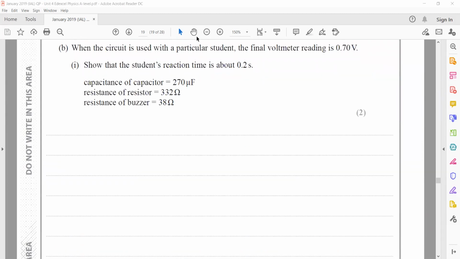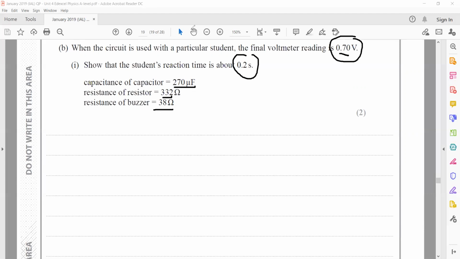The next part. When the circuit is used with a particular student, the final voltmeter reading is 0.70. Show that the student reaction time is about 0.2 of a second. The capacitance is given as 270 microfarad. The resistance of the resistor is 332, and the resistance of the buzzer is 38.